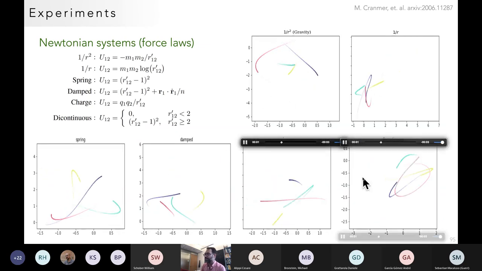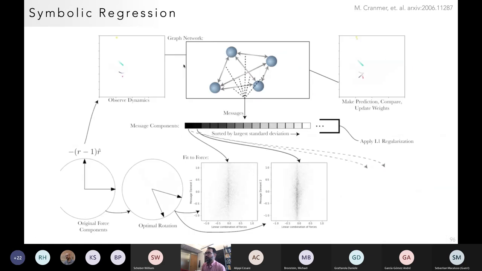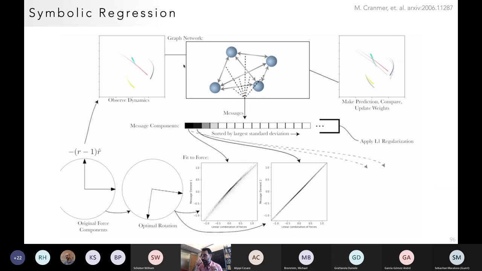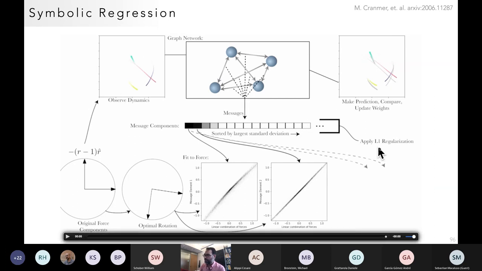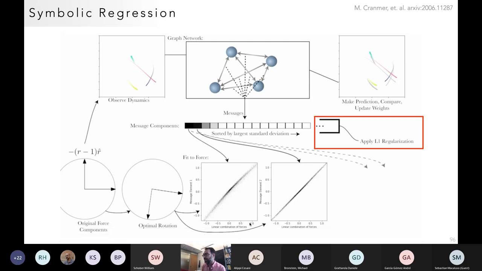Here are a bunch of different dynamical systems that we learned. And what we did is we put a bottleneck on the edges, and we also enforced that with an L1 sparsity regularization. That would try to make sparse messages on the edges. And when we did that, what we saw was that the information on the edges, the messages that are being sent, started to develop a linear relationship with the actual ground truth forces. So the messages actually start to have physically meaningful semantics. You don't enforce it to learn the forces, it just learns the forces on its own.